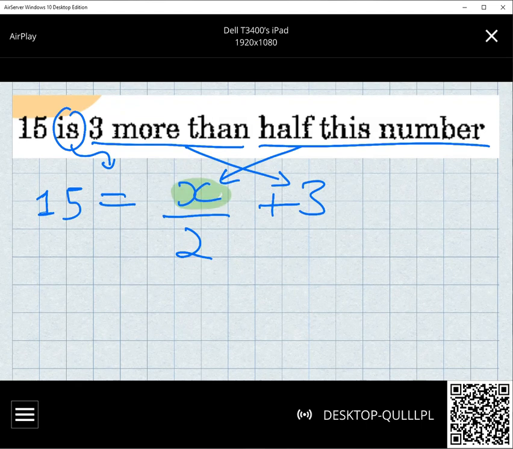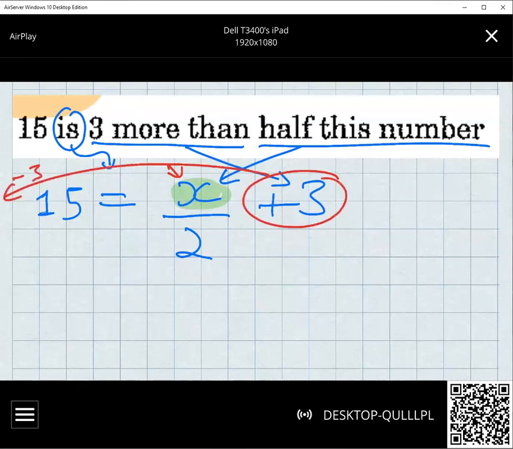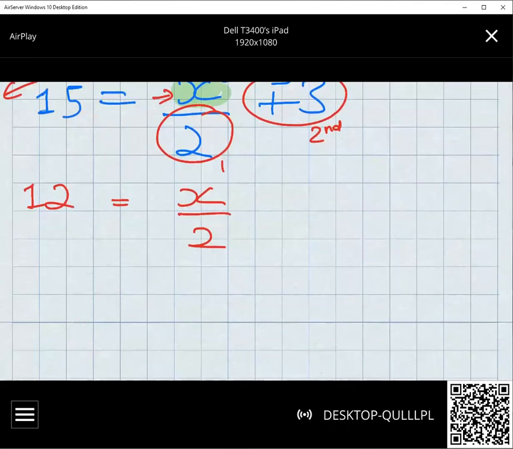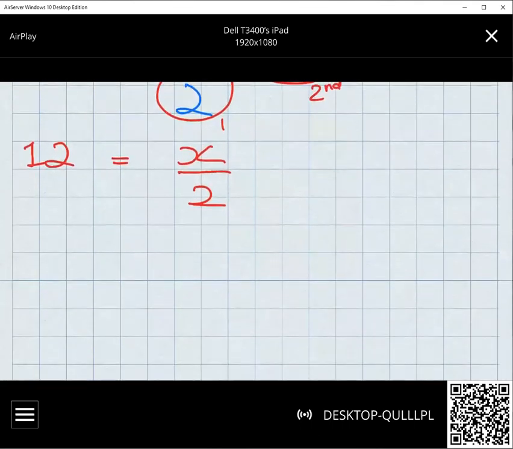X. And how do we work out the x? You divide it by 2 and then add 3. So what do we do first? You do 15 subtract 3. So 15 subtract 3 is 12. Why? Because you start at x, divide by 2 is the first action, add 3 is the second action, you always move the last action first.